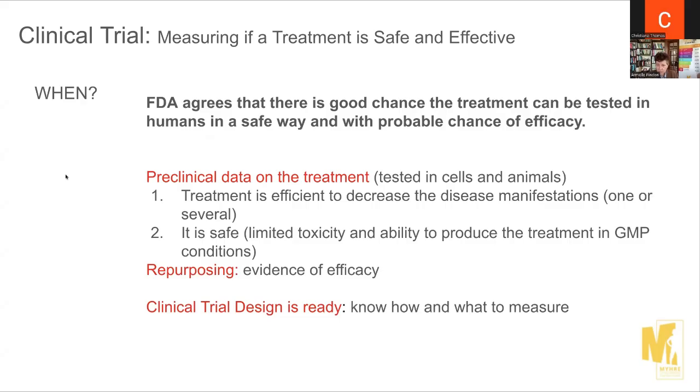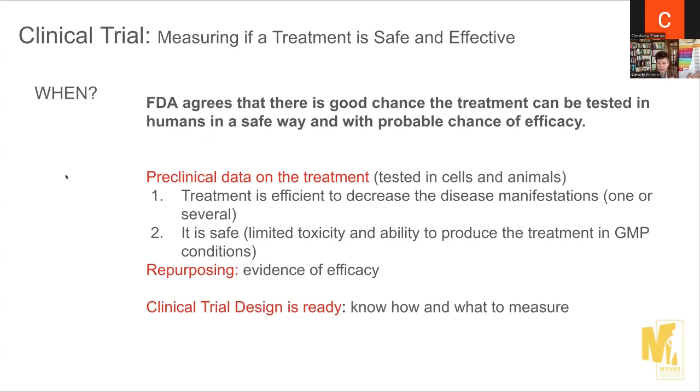When the FDA agrees that there is a good chance that the treatment can be tested in human. It's only when it is shown that it is safe and that it will have a probable chance of efficacy. So those are the two main blocks that the FDA wants to see. Is it going to be dangerous for the patients? Yes, no. Is it going to change patient lives and manifestations? Yes or no. So to prove that, you need to have what we call preclinical data on the molecule or the treatment you want to test.